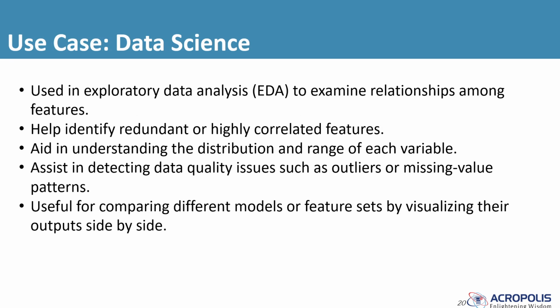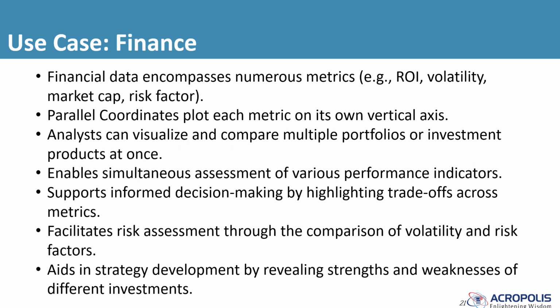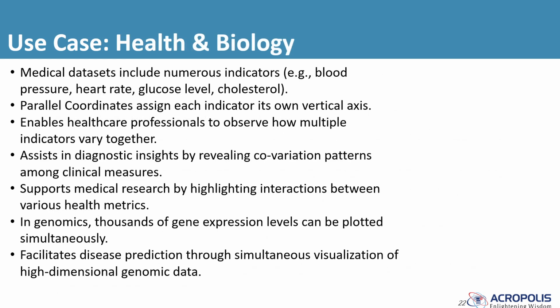The use cases of parallel coordinates in data science help to identify redundant or highly correlated features. This assists in detecting data quality issues such as outliers or missing value patterns. A use case in finance also helps to facilitate risk assessment through the comparison of volatility and risk factors.